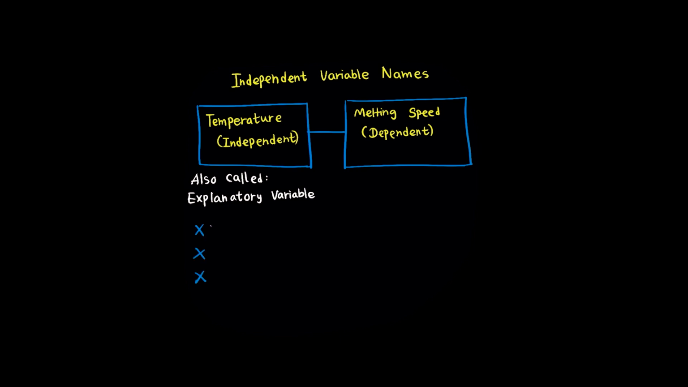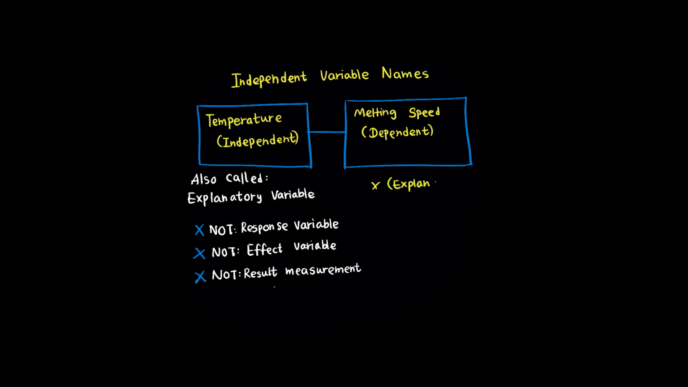It's not the response variable. That's what we call the dependent variable because it responds to changes. It's not the dependent effect variable or result measurement. Those describe the dependent variable. The independent variable is the cause in cause and effect relationships. It's the input you control. When researchers say X explains Y, X is the explanatory independent variable driving changes.